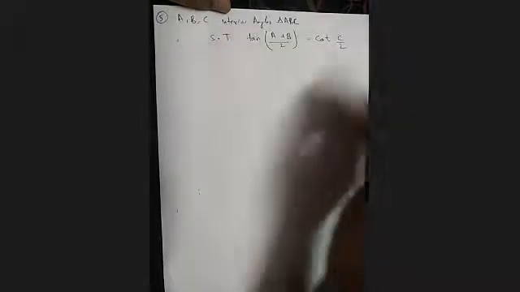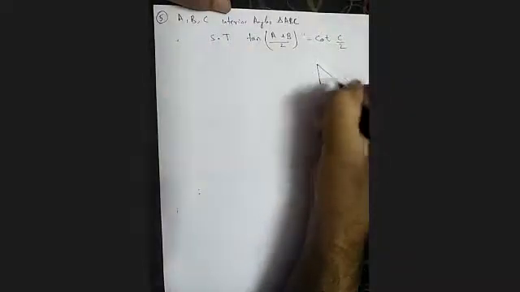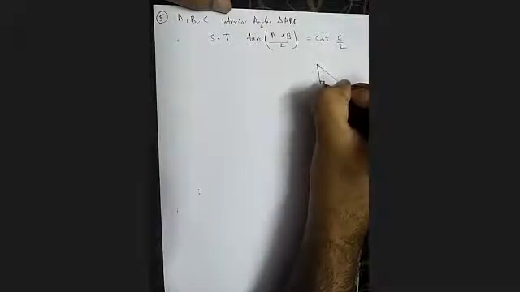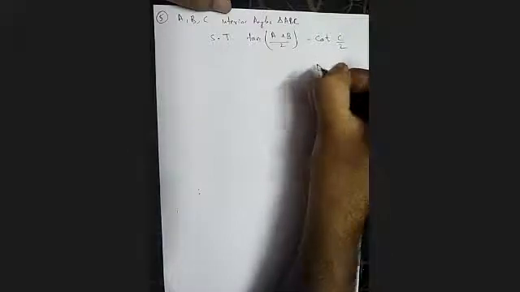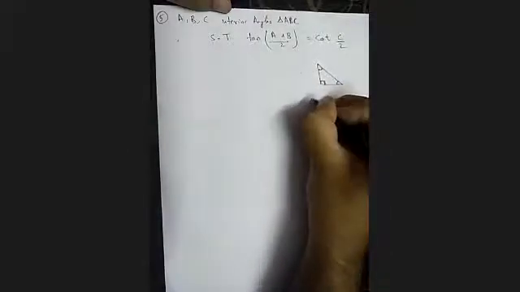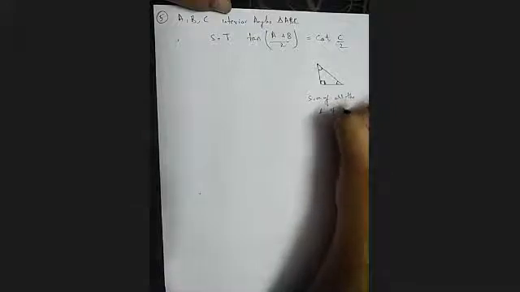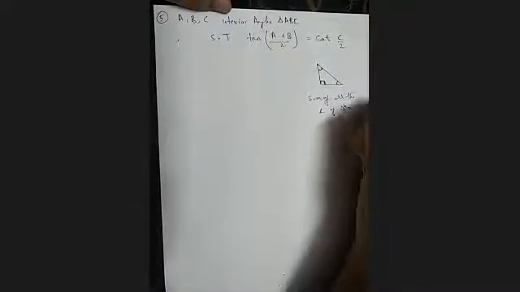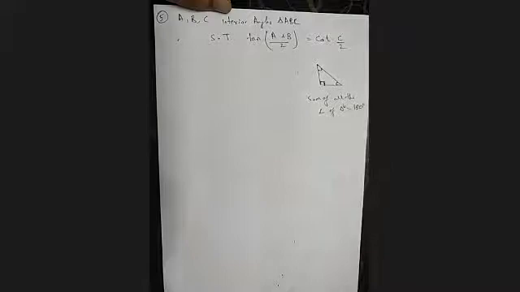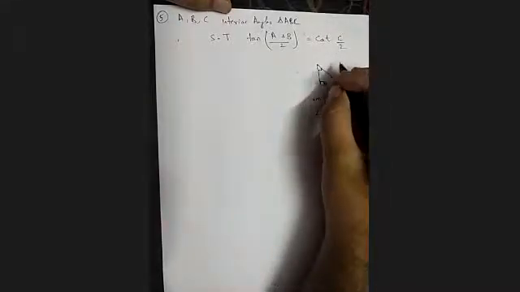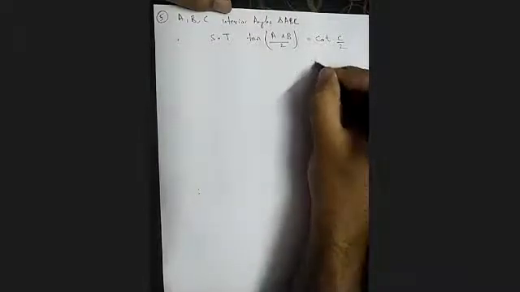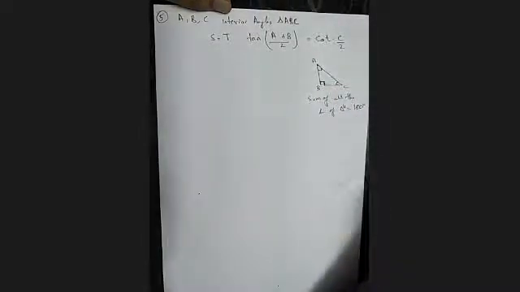Now, what are interior angles of a triangle? This is a triangle. This is 90 degrees, this and this. Remember, the sum of all the angles of a triangle is always equal to 180 degrees. So let this triangle be some ABC. If you add all the angles, you will get 180 degrees.